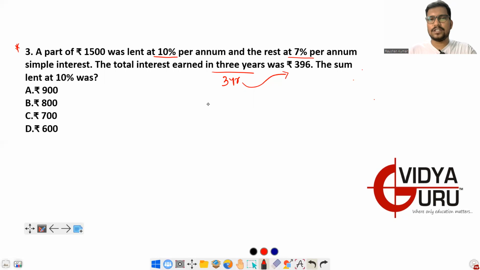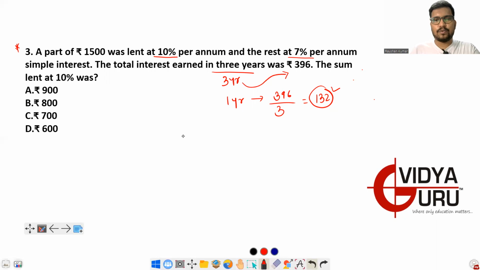So just solve it for 1 year, how much it should be. You can say 396 divided by 3. You will get 132 at the end of 1 year. Why? Because simple interest is always the same throughout the years, for the first year, second year, third year, fourth year, anything. So if for 3 years it is 396, for 1 year it will be 396 upon 3, which is 132.